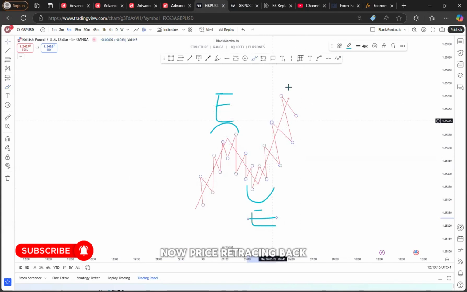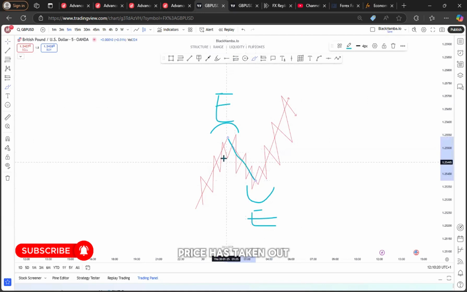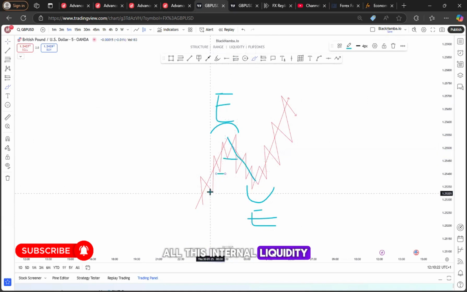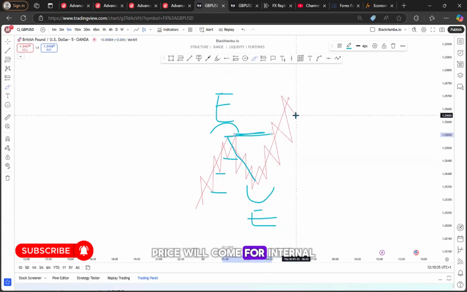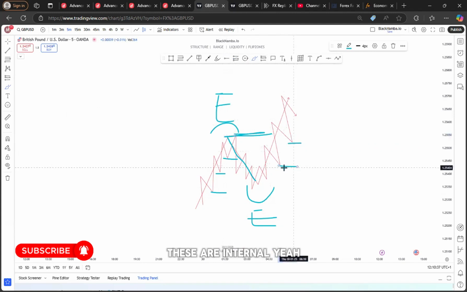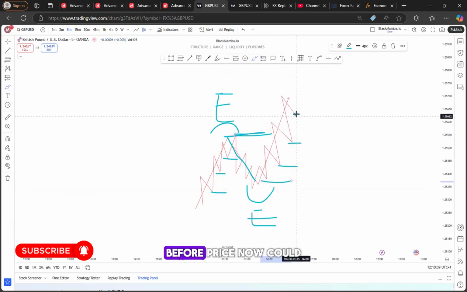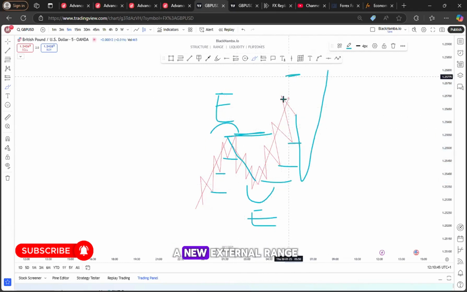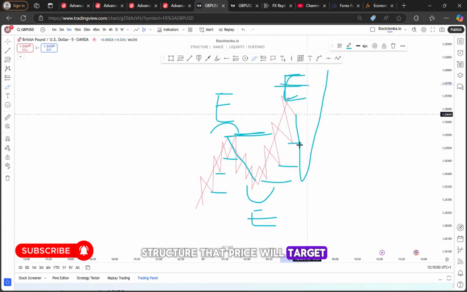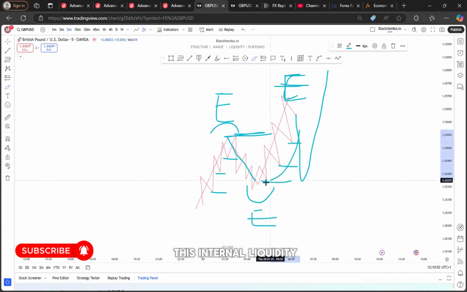Now, price retracing back down here, price has taken out all this internal liquidity, then price will now go for external. Now, when price pushes to one extent again, price will come for internal. These are internal here before price now goes for external again, because this is now a new external range structure that price will target after taking out all this internal liquidity.